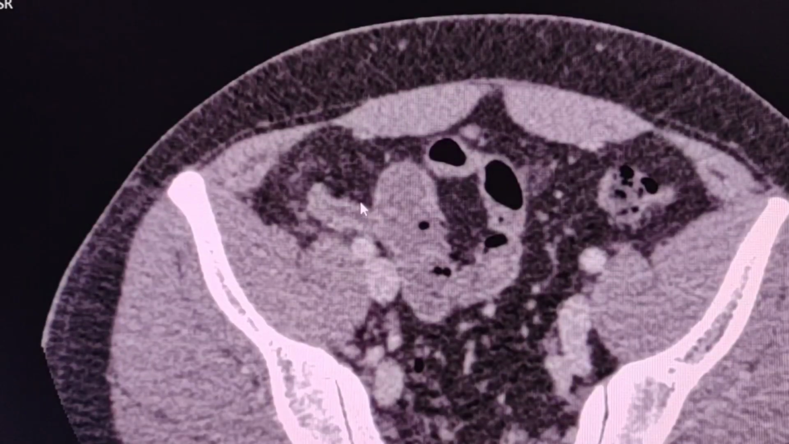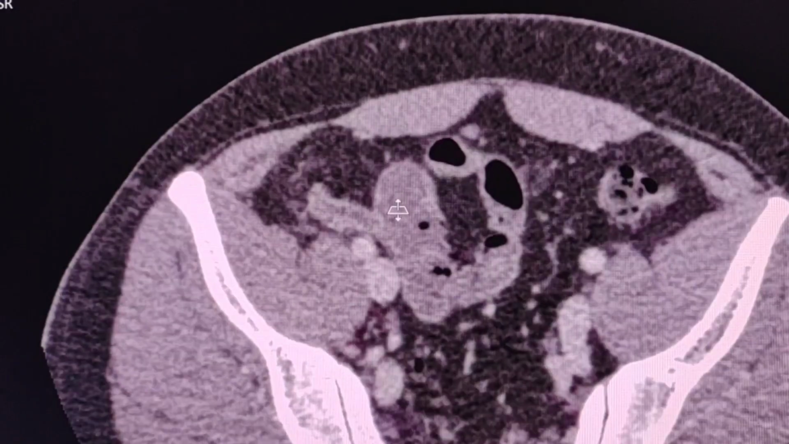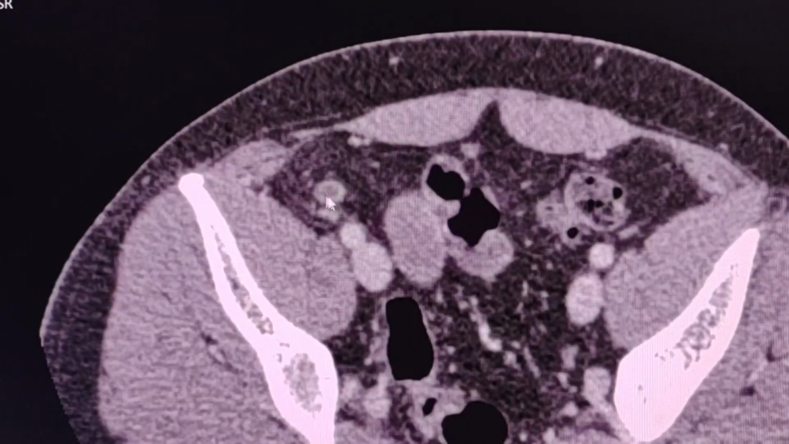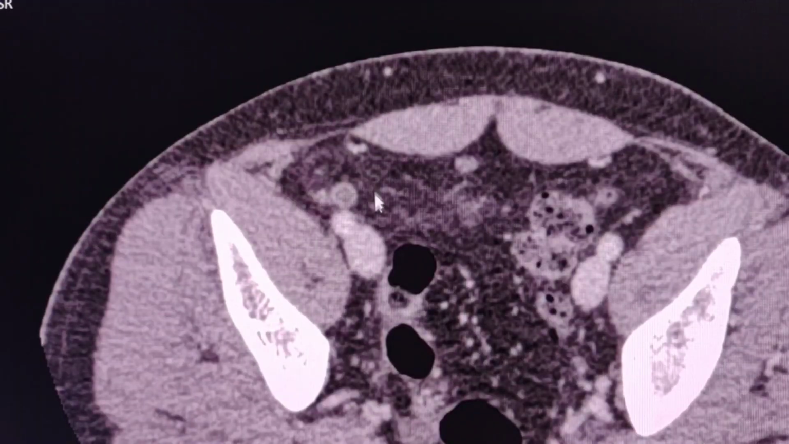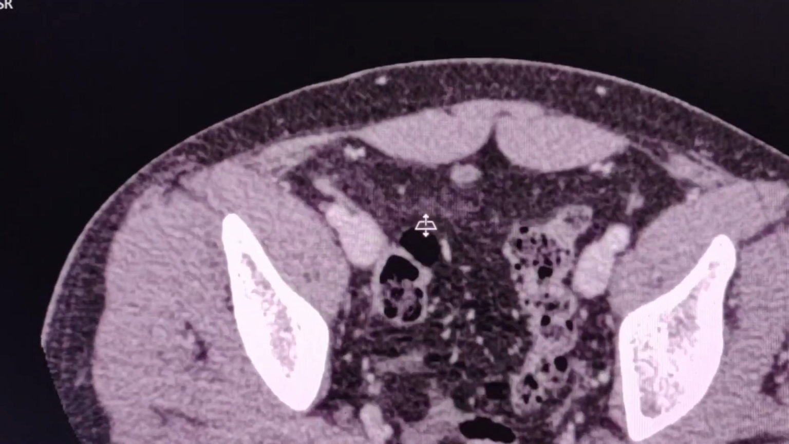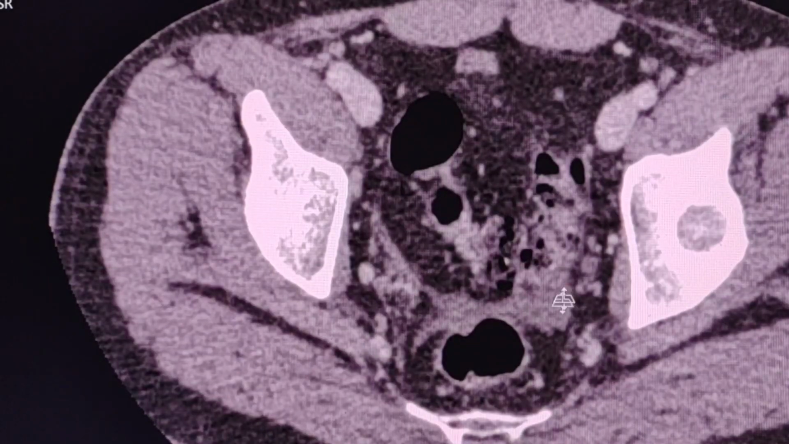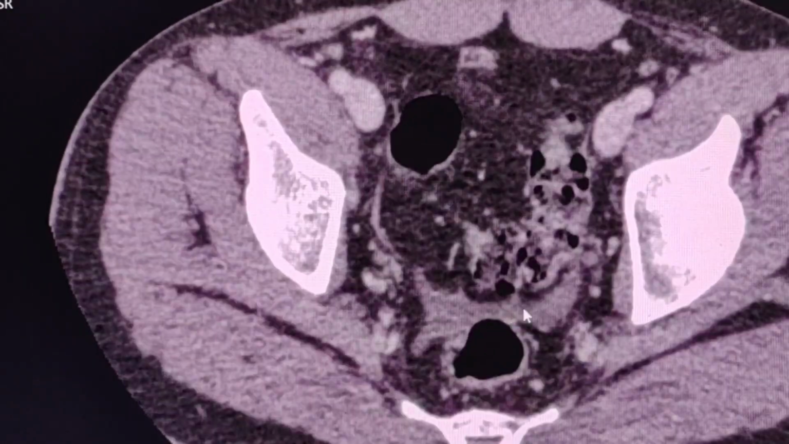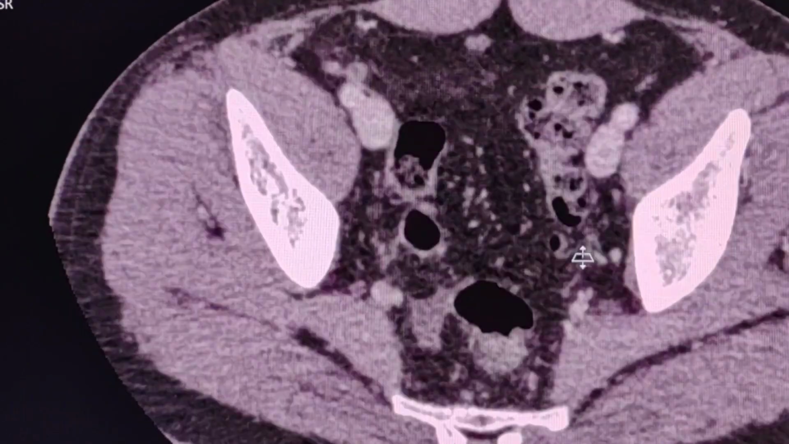It is mildly to moderately dilated, and there is thickening of its wall along its length, and there is some fat stranding in this region. Another finding is that there is some free fluid in the pelvis, reactive fluid in this region.